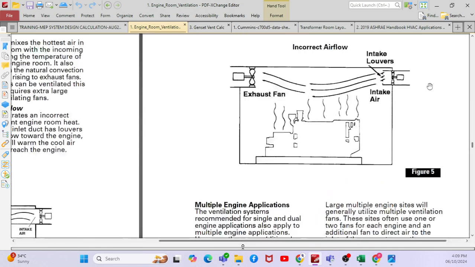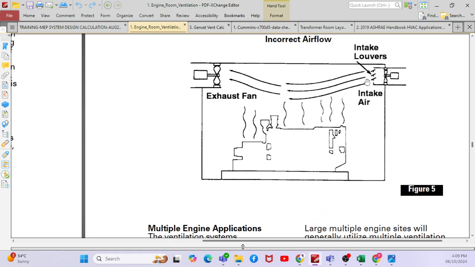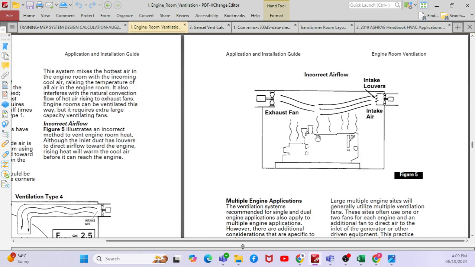Okay, and if you place them on top of each other, this is the intake and this is the exhaust. If you provide it like this, what will happen? The engine will get overheated. So this is incorrect airflow, and this method is not recommended.